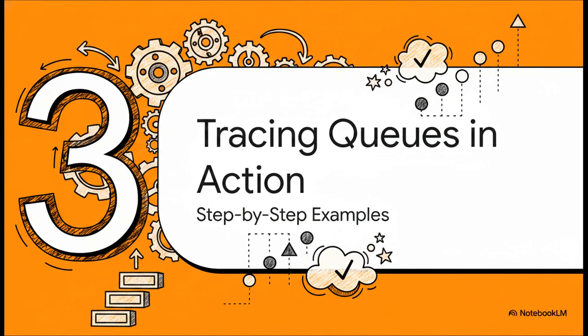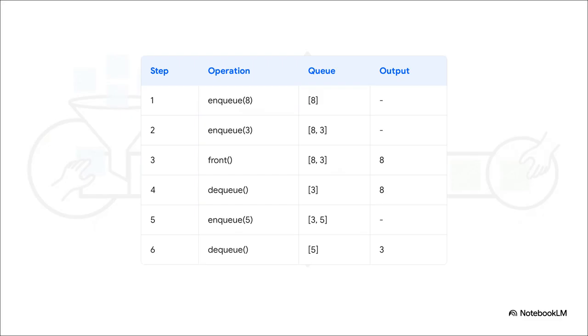All right, Section 3, tracing queues in action, step by step. Okay, this is where theory becomes practice, and honestly, this is a massive point score on exams. Let's trace a queue together. Imagine we start with a totally empty queue. Step 1, we enqueue the number 8. So our queue is now just 8. Step 2, we enqueue 3. Remember, new arrivals go to the rear, so our queue is now 8, then 3.